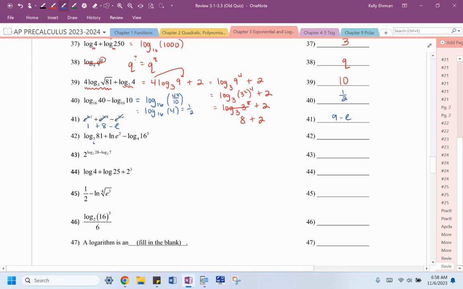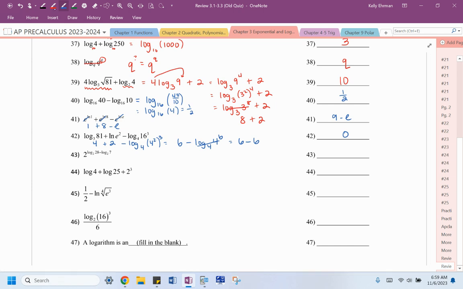3 to the what is 81? 4. Natural log of e squared is 2. 4 to the 16 to the third. So again, don't figure out 16 to the third. Rewrite this. 16 is 4 squared. 4 squared to the third is, hold on, 4 plus 2 is 6. And then minus log base 4 of 4 to the 6th. There we go. So we get 6. This looks like a negative sign, but it's not there. We get 6 minus 6, which is 0.